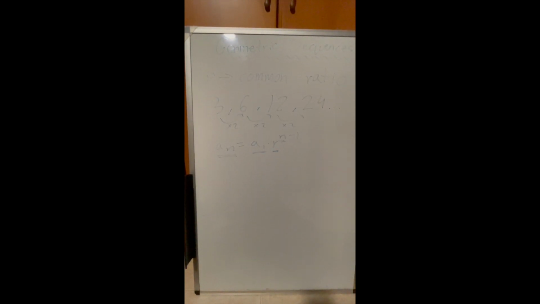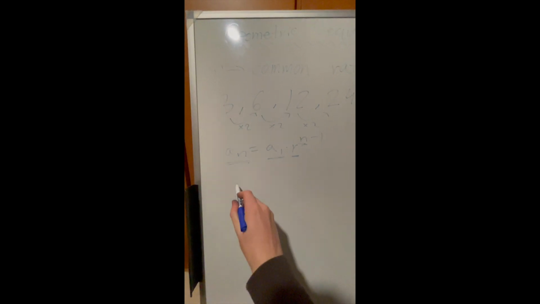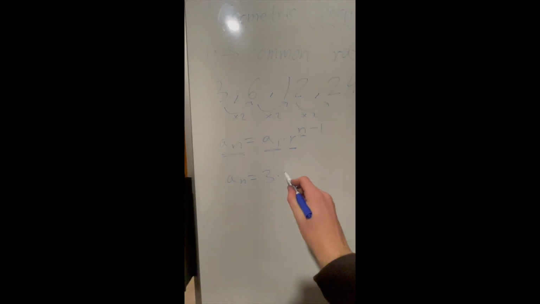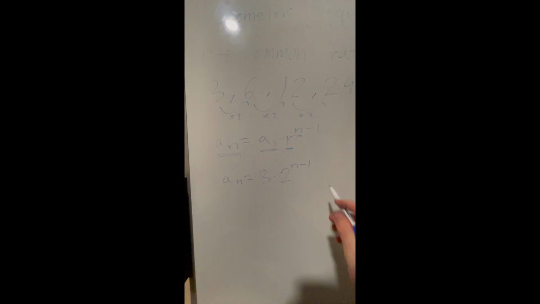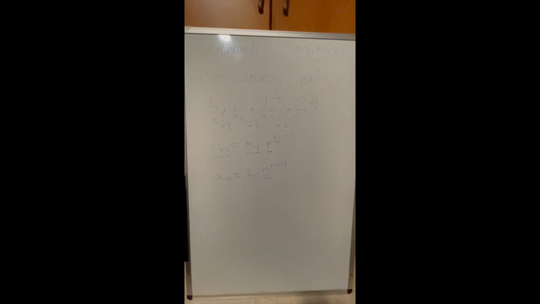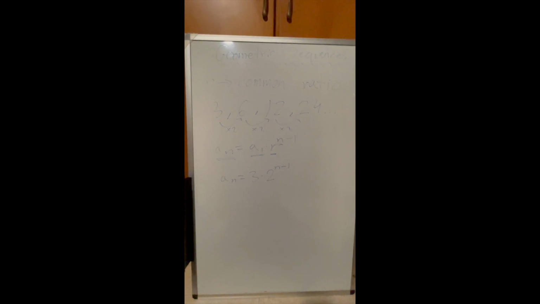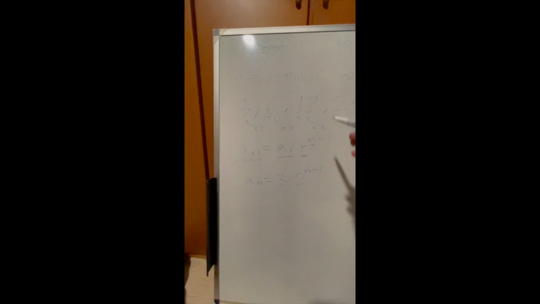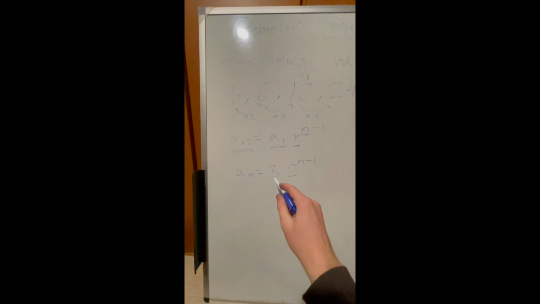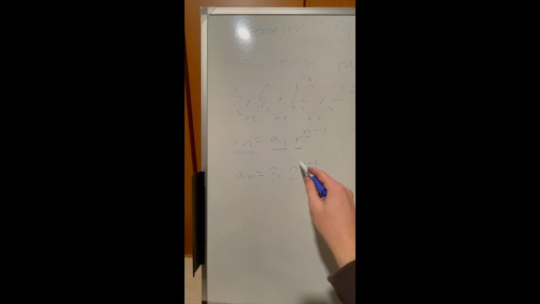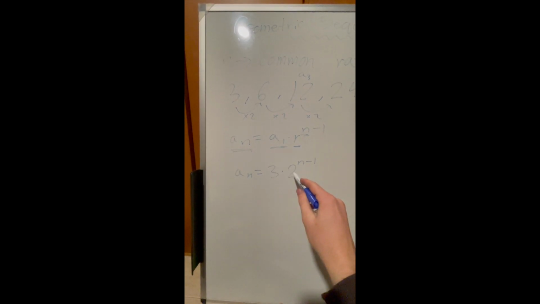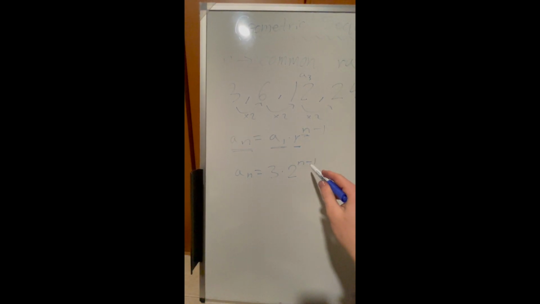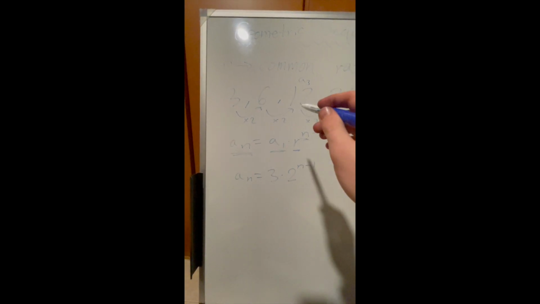Let's create a general term for our geometric sequence. A_n is equal to A_1, so 3, times R, which we know is 2, to the power of n minus 1. This is our geometric sequence general term, and we can test this as well. Let's try and find A3, which would be 12. 3 times 2 to the power of 3 minus 1, which is 2 to the power of 2, is 4, and 3 times 4 is 12.